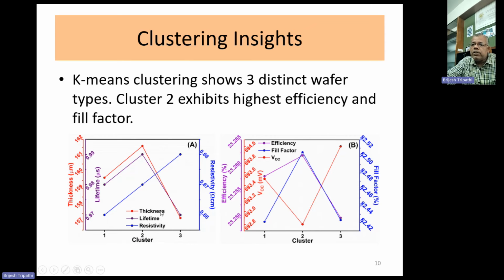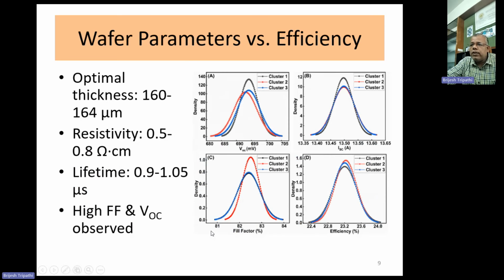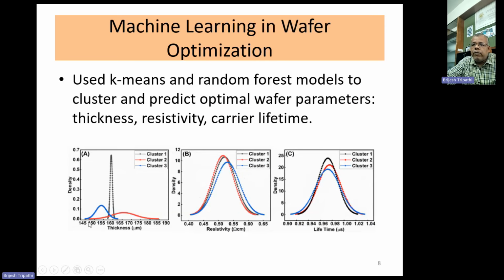So there have been 3 clusters, 1, 2 and 3, based on the classification that is discussed here. The wafer group with the peak value of around 153 or 154 micrometer is cluster 3, a sharp value around 160 micrometer is cluster 1, and a broad value with peak around 165 micrometer is cluster 2. Corresponding values of resistivity and lifetime are also shown for those same clusters.